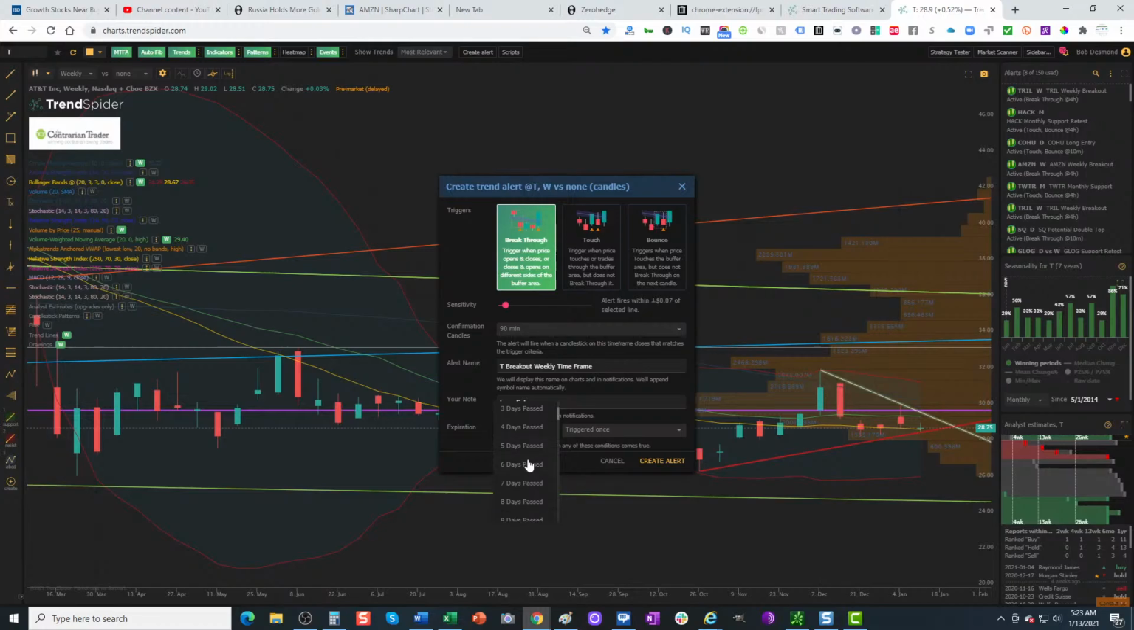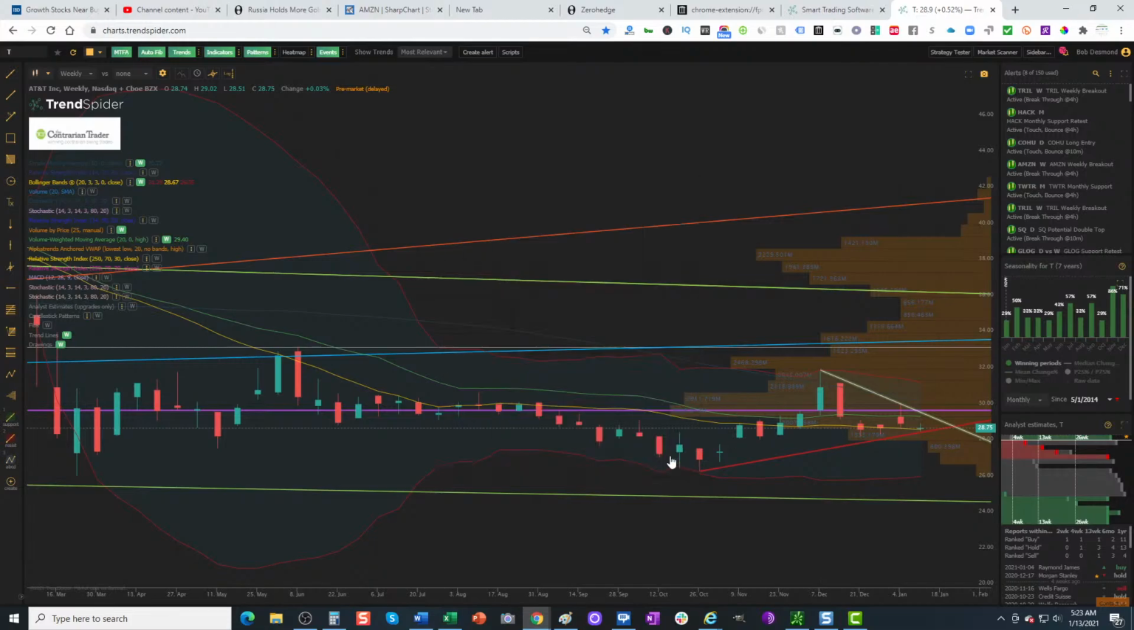We'll keep it active for 10 days. I had to check their ex-dividend date. This is a good one to do a dividend capture trade on. So I like the higher lows on T.